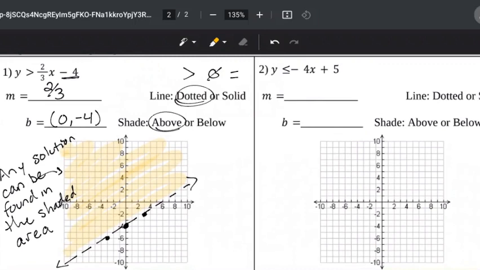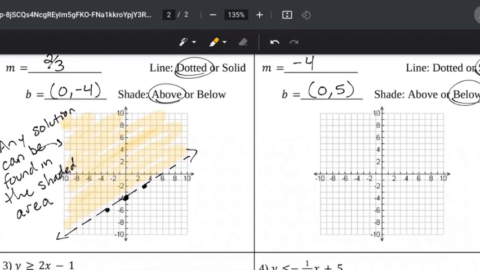It is, again, in slope-intercept form, so we don't have to worry about that. Our slope is -4. Our y-intercept is (0, 5). Always, always, always written as a coordinate pair. It is less than or equal to, which means it's solid. And if it's less than, we are shading below the line.